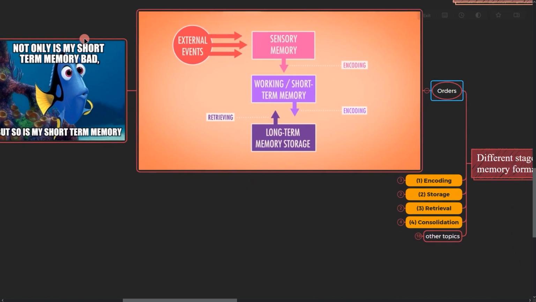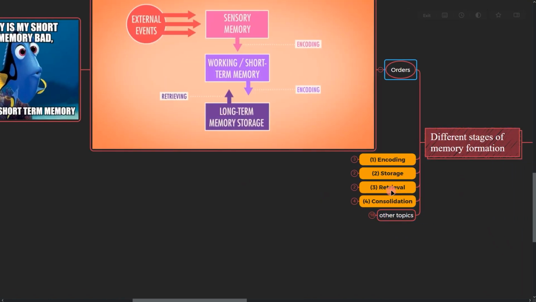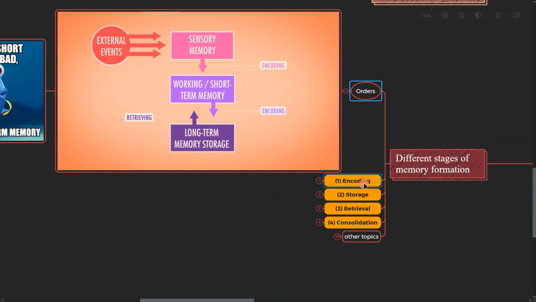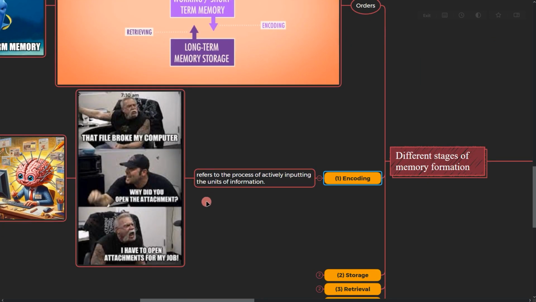Okay, let's move on. So we have encoding, storage, retrieval and consolidation. Alright, so we take a look at these in detail in following videos. So encoding refers to the process of actively inputting the units of information, to put it in simple terms.